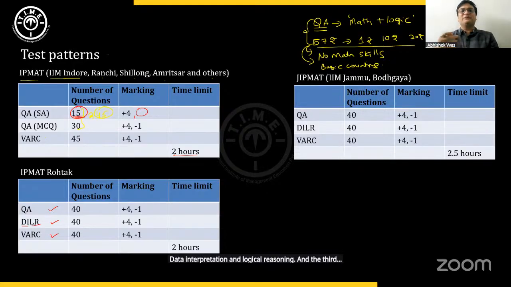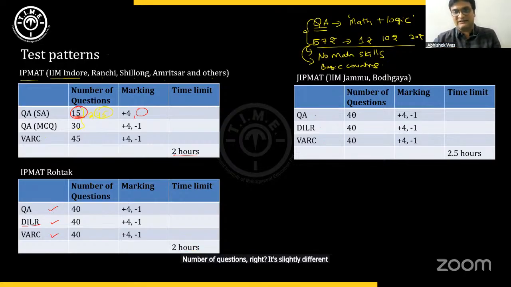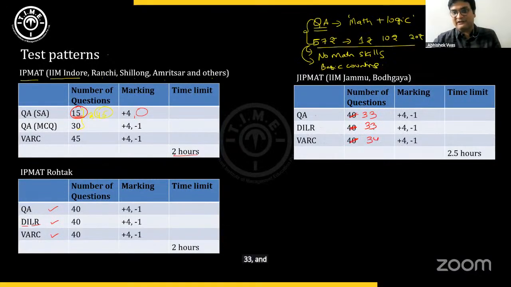And the third test that we have, commonly there at the national level, is GIPMAT, which is the combined test, a common test for the IPM programs of IIM Jammu as well as Bodh Gaya. If you look at the sections there, again, you have QA, DILR, and VARC, the 3 sections. Number of questions is slightly different. So number of questions are 33, 33, and 34. So overall, there were 100 questions. Marking scheme is the same as any other IPMAT that we have.